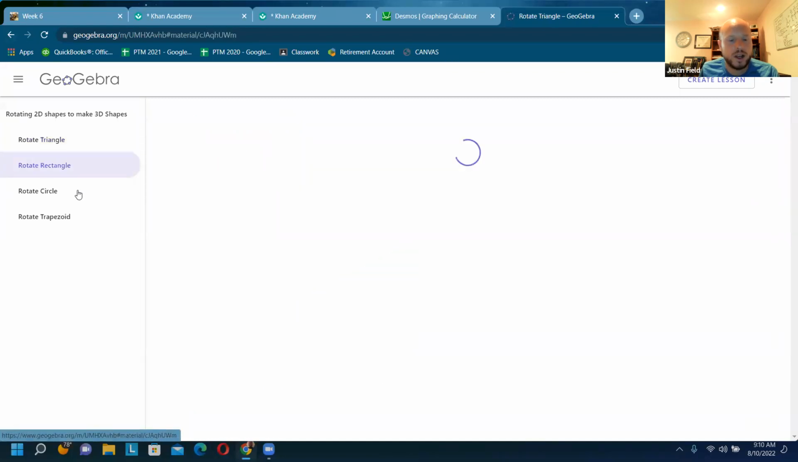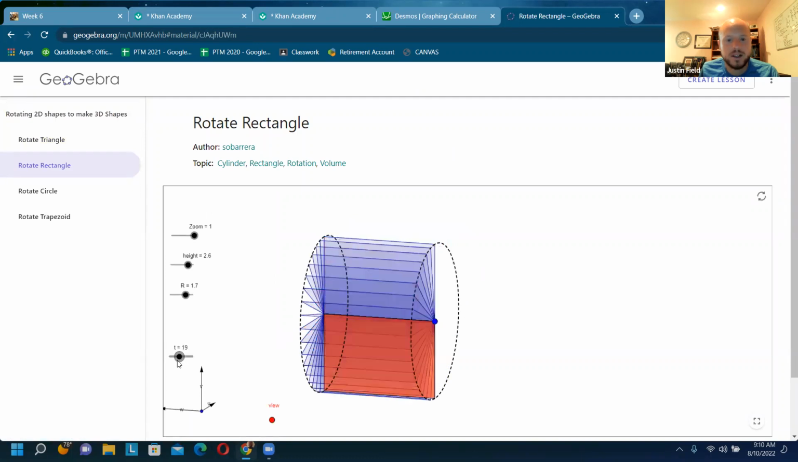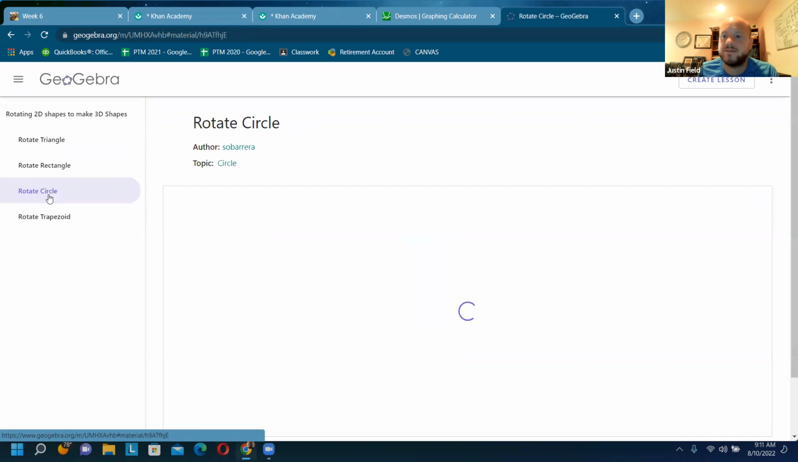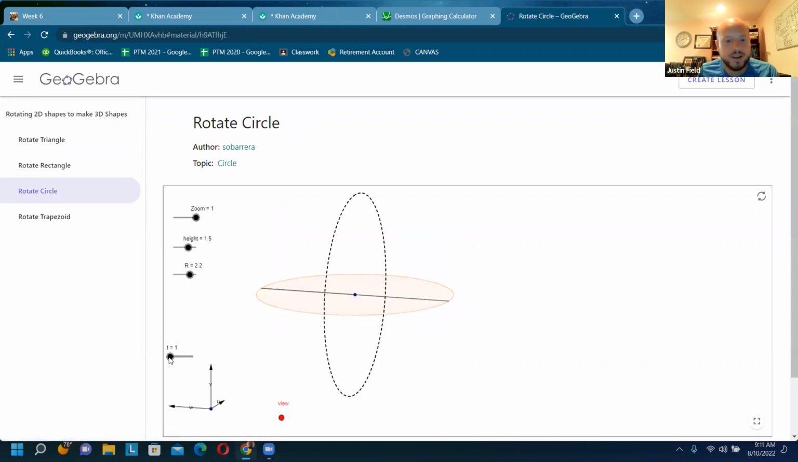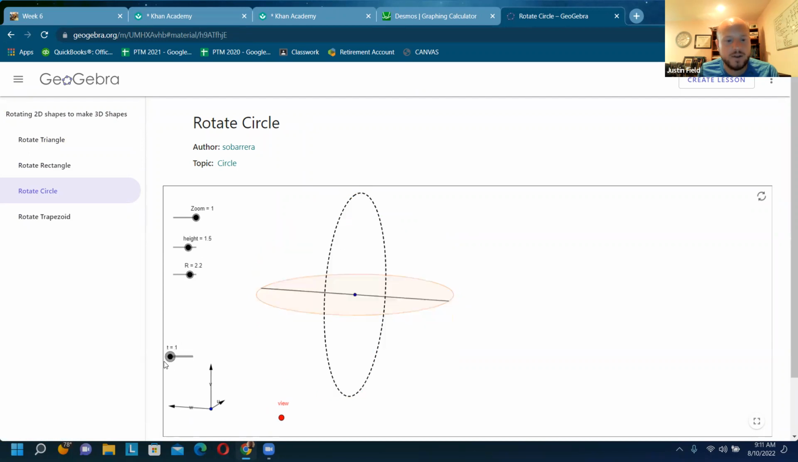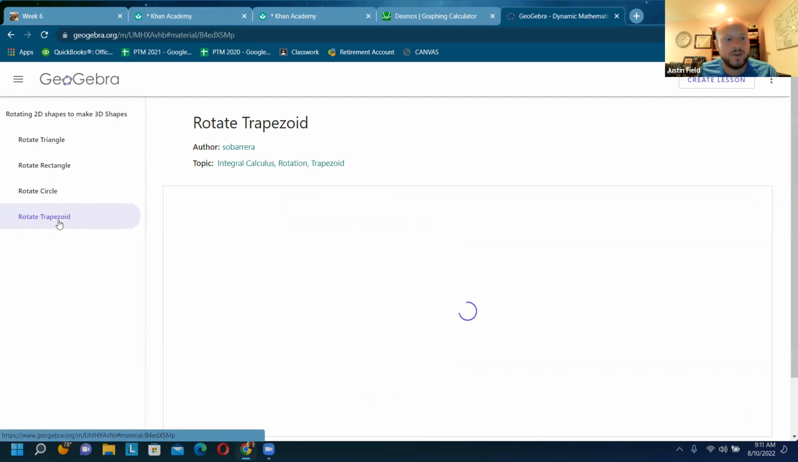Or we can rotate a rectangle. What would that become? A cylinder. So how do you get a cylinder? You make a rectangle and you put it on an axis and rotate it. Pretty fancy dancy. Take a circle and rotate it, and what do you get? You get a sphere. Wow, that's how you get a sphere.